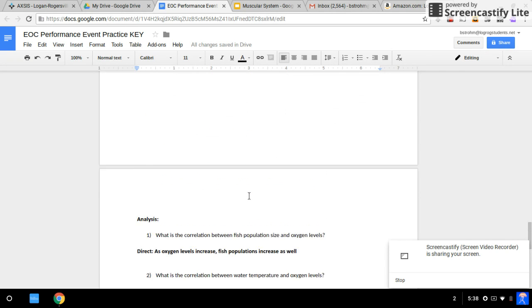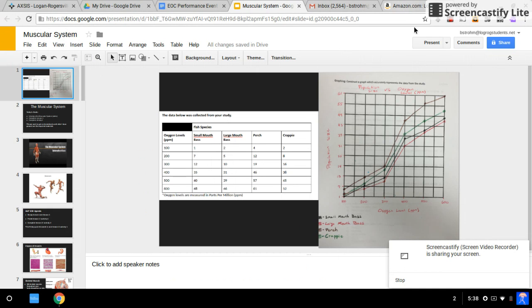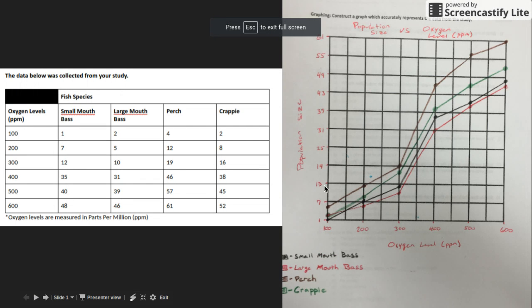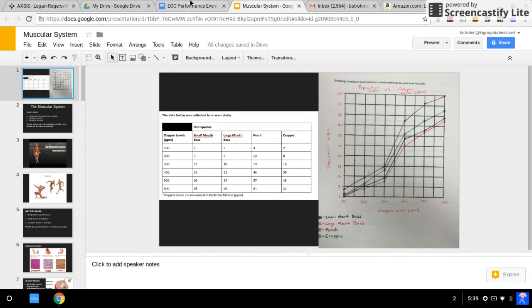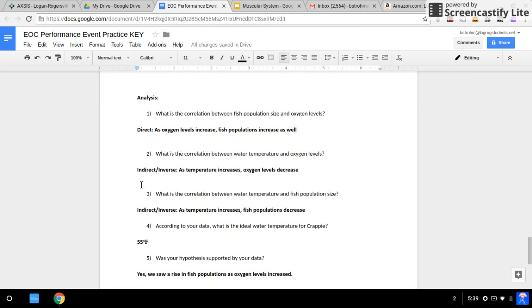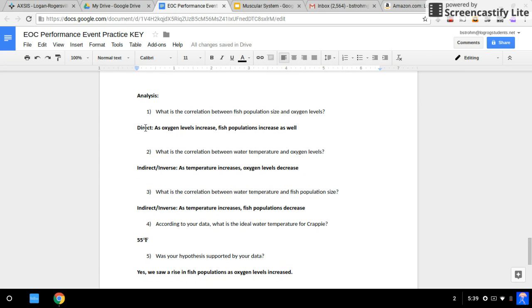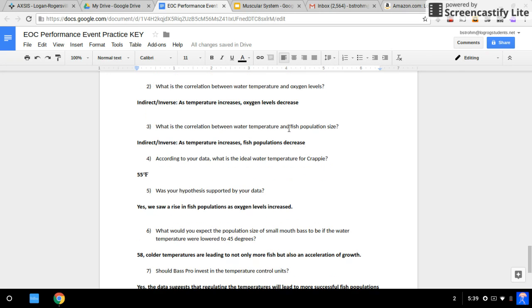So if you go over to your graph, which we have here, you can see that as the oxygen levels are increasing, we're also getting an increase in population sizes across the board, no matter which fish species it is. This is indicative of a direct relationship. And not only is it direct, but it's also positive since it's increasing. And I just said as oxygen levels increase, the fish populations are increasing as well. So that takes care of one.